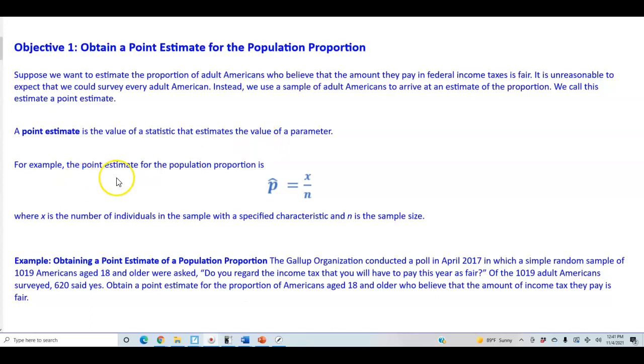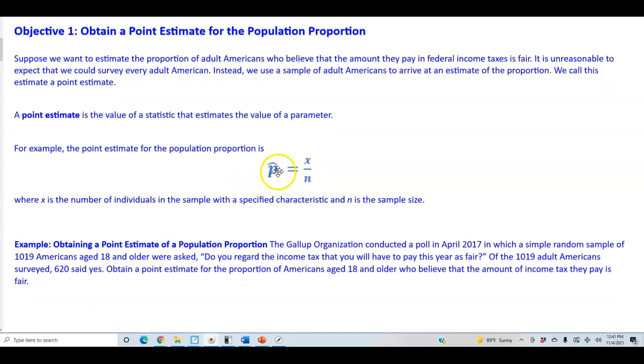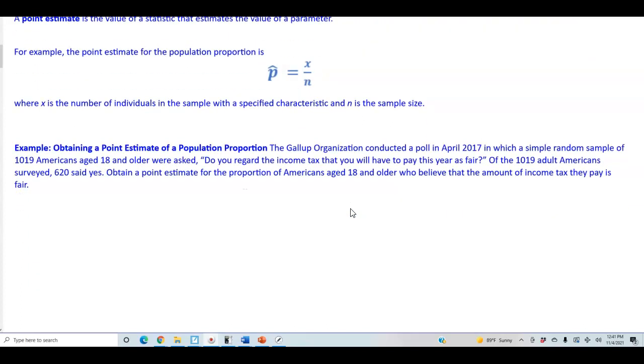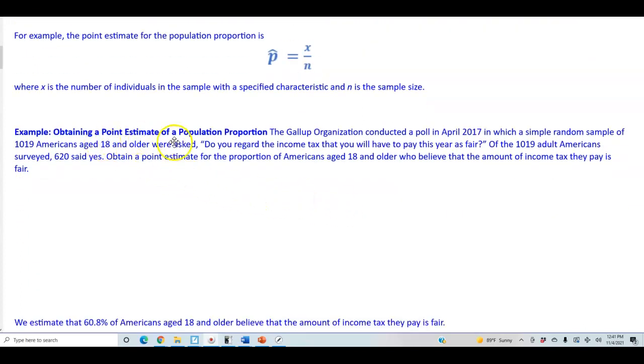A point estimate is the value of a statistic that estimates the value of a parameter. So for example, the point estimate for the population proportion is the following. We have p hat, which is equal to x divided by n, where x is the number of individuals in the sample with a specified characteristic and n is the sample size. So let's take a look at an example here. Obtaining a point estimate of a population proportion.